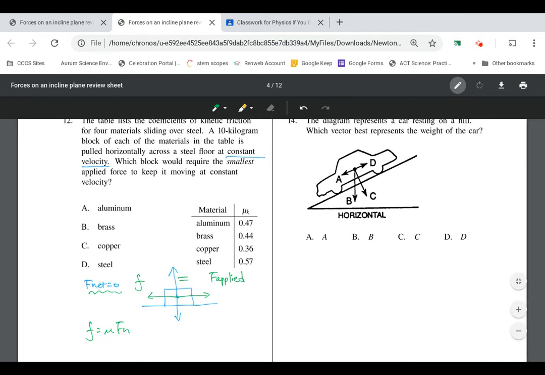And they say all blocks have 10 kilograms, right? So the normal force will be the same. That means the higher the coefficient of friction, the higher the friction. If you want to use the smallest applied force, that means you need the smallest friction. The smallest friction will be copper because it has the smallest kinetic friction coefficient, which is C.